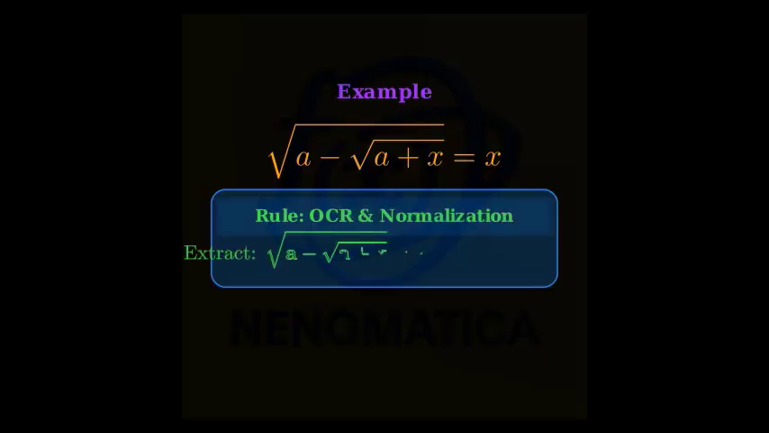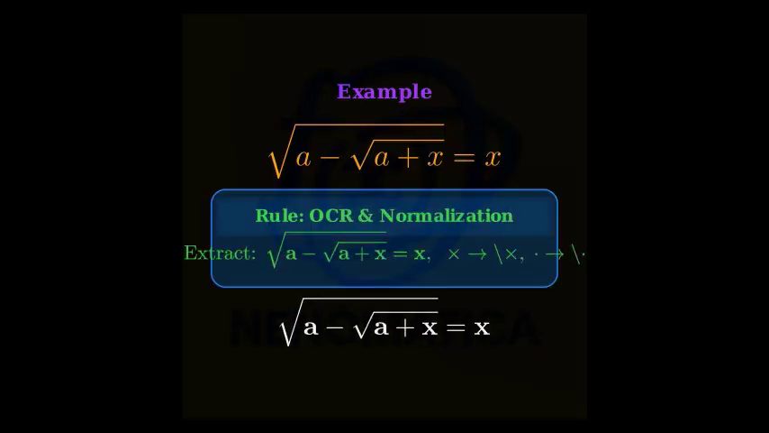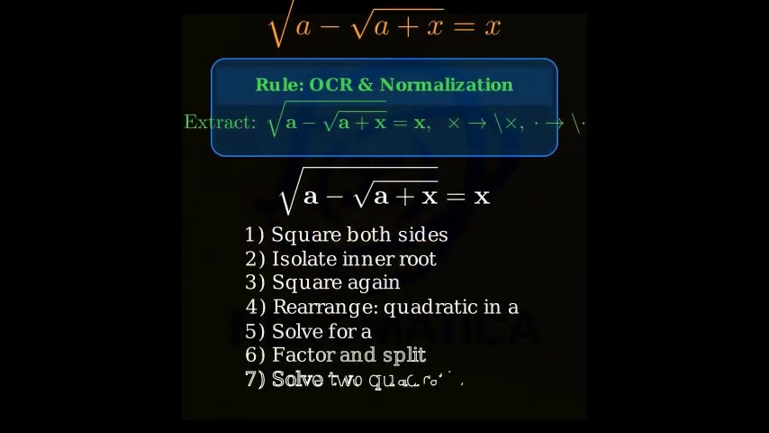Step 1. OCR and text extraction. We extract Latin letters, digits, and symbols, replace multiplication dots to times or dot operators, and present all formulas in bold latex. Step 2. Structural analysis. We will follow exactly the sequence visible in the source. Square both sides, isolate the inner root, square again, rearrange as a quadratic in A, solve for A, factor, then solve the two quadratics for x.